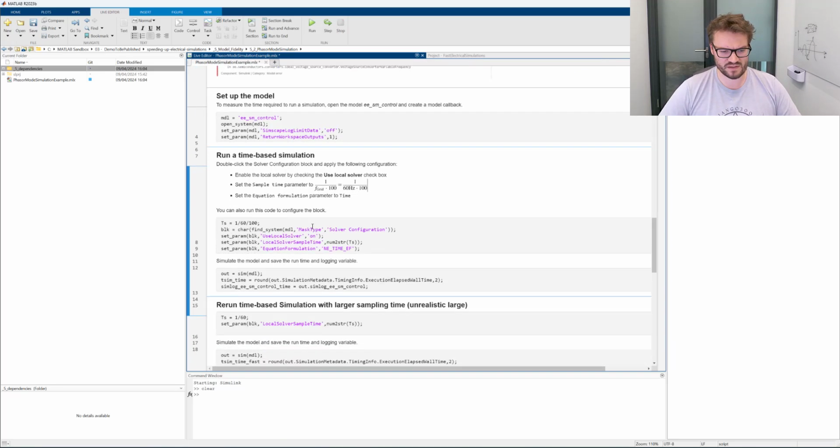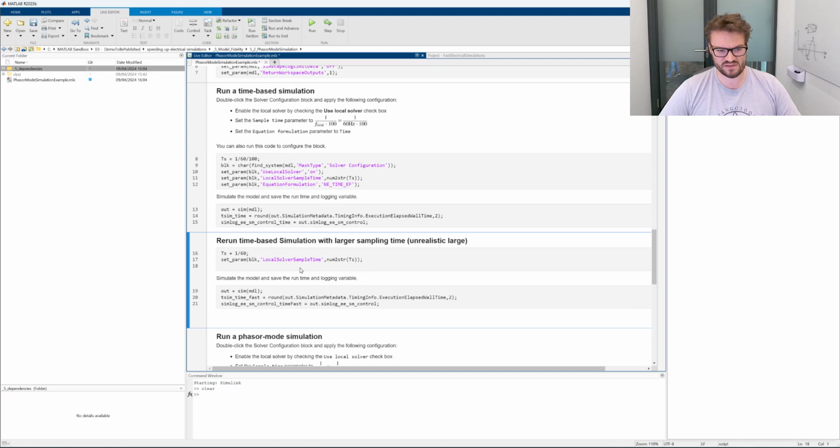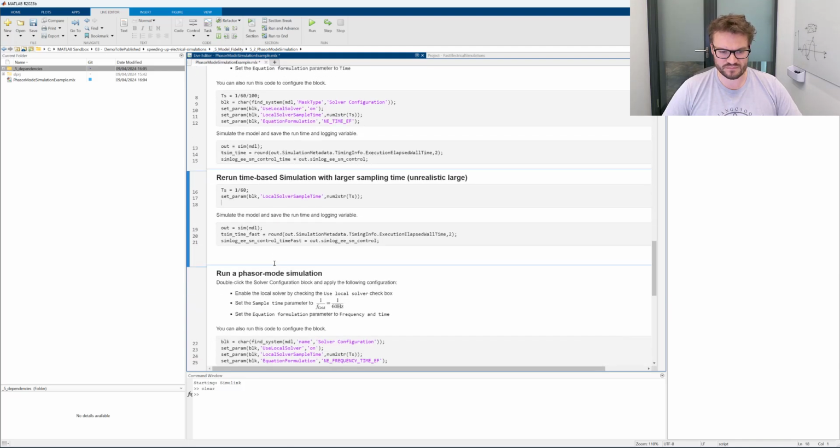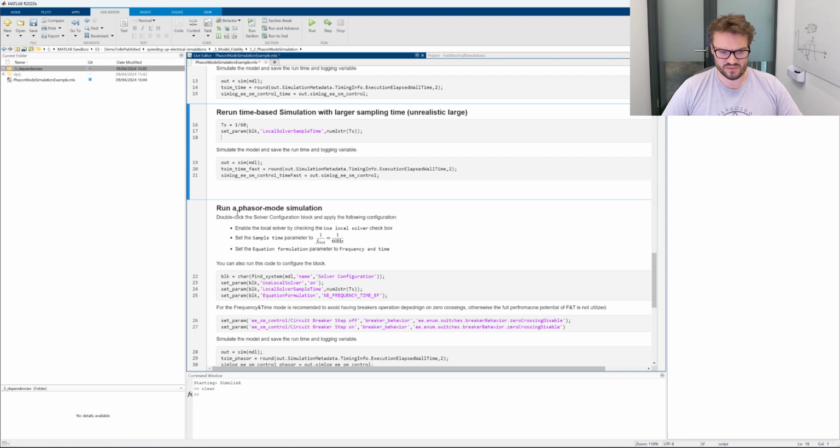Once the simulation is done, we will now still use the EMT or time-based simulation, but reduce the step size to 100. This is of course unrealistically low, meaning we have one sample per period. It's just useful to be aware of the computational difference to this high fidelity simulation and then this with reduced step size. So now when we switch over to a Phasor mode simulation, we will use the same sampling time, so just one sample per period.